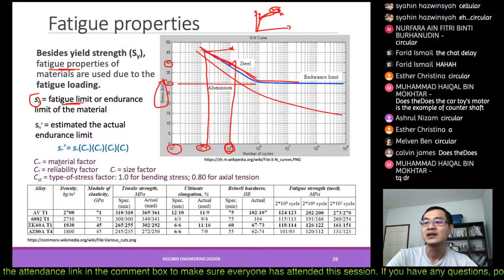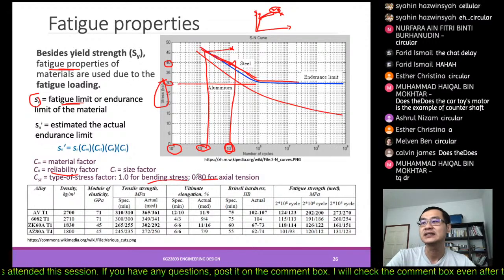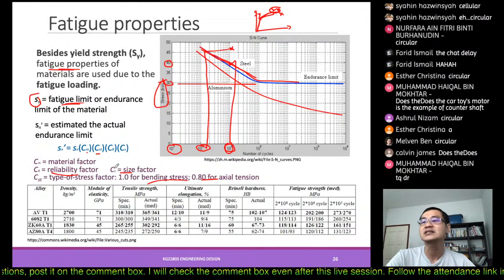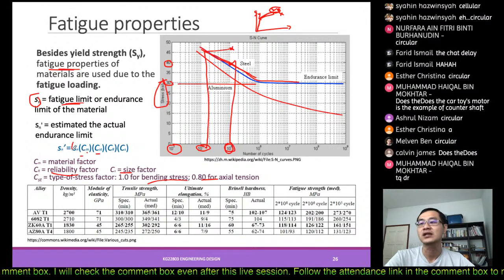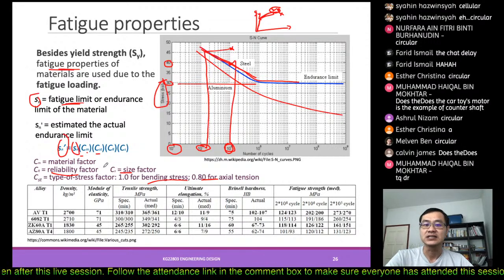We may have some kind of reliability factors come in, the kind of stress acting on the application itself. We put in the loadings, the size factors, the material factor, and so on. Multiplying them, we estimate an endurance limit for that.